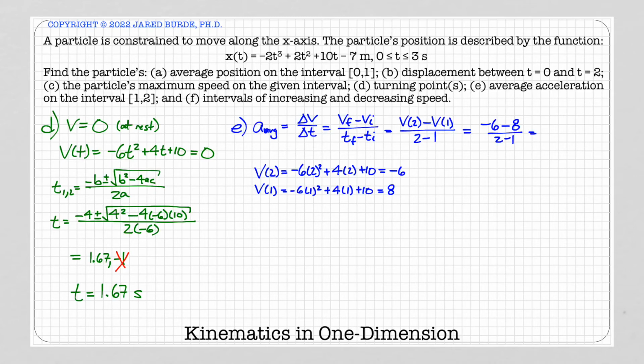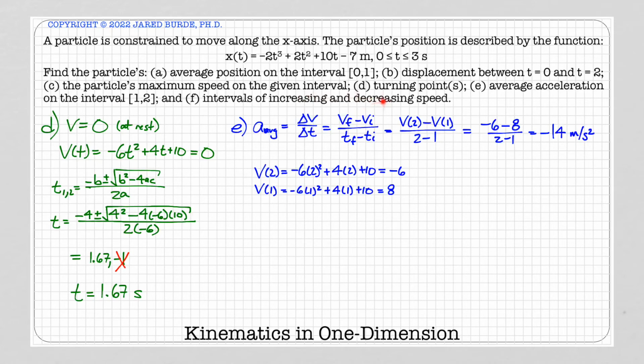And that gives me negative 14 over 1, which is just negative 14 meters per second squared, because this is an acceleration, and it's measured in meters per second over seconds, which is meters per second squared. Those are my units there. And then finally, I'm asked about the intervals of increasing and decreasing speed.